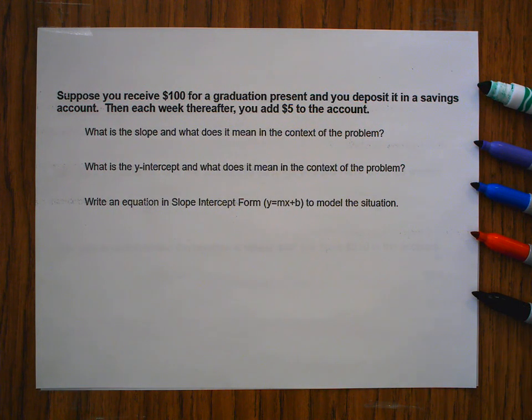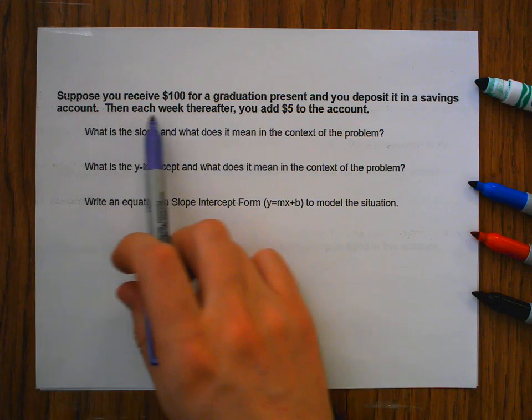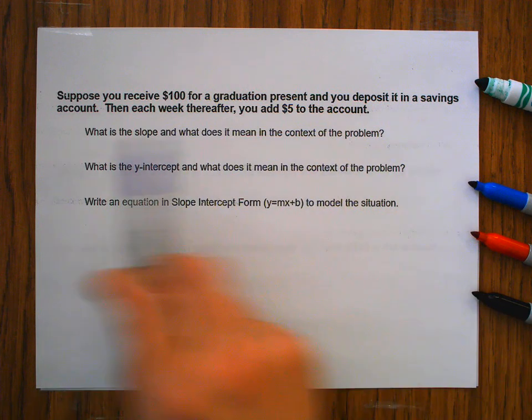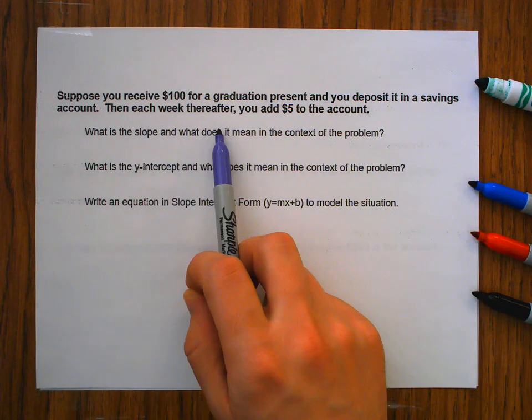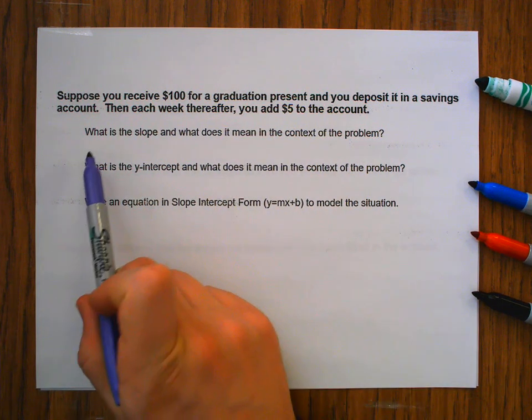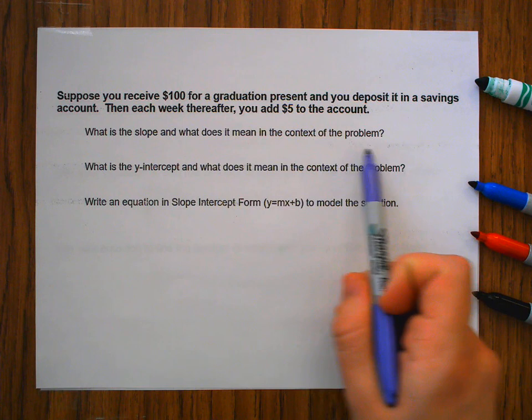Consider this story problem. Suppose you receive $100 for a graduation present and you deposit it in a savings account. Then each week thereafter, you add $5 to the account. Consider these questions. What is the slope and what does it mean in the context of this problem?